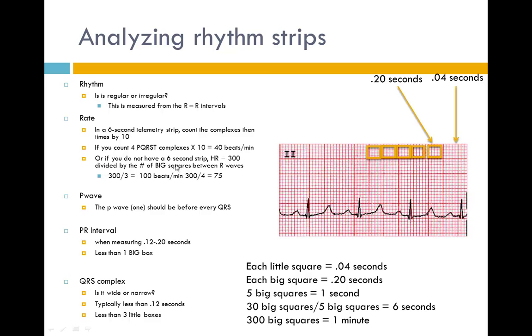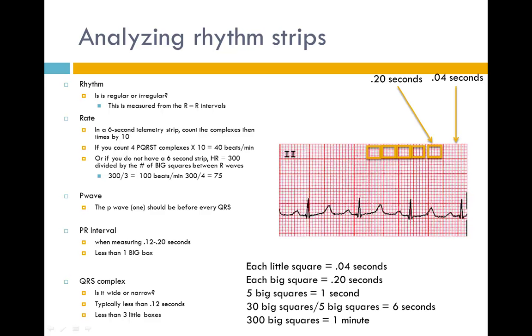So if I didn't have that 6-second strip, again, I'm going to count the big squares from R to R, and then I'm going to divide 300 by whatever number I get. So for example, if I take this R and go to this R, that's 1 big square, 2 big squares, 3 big squares, and it looks like this goes in between the 3 and the 4 big square. So I would divide 300 by 3, which gives me 100 beats per minute, and then 300 by 4, which gives me 75. So this rhythm is somewhere between 75 and 100 beats per minute. So again, this isn't a 6-second strip, because I should have gotten 40 with our quick method. Alright, so that is how to take the rate.